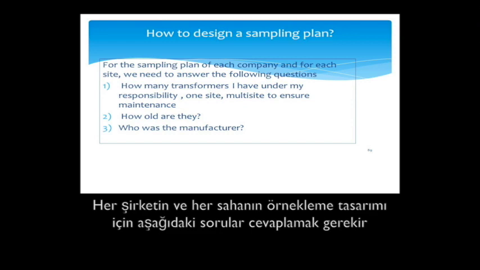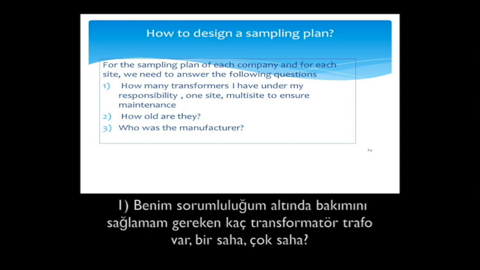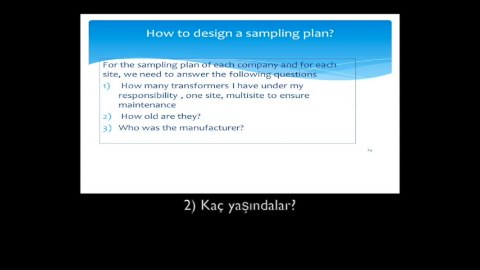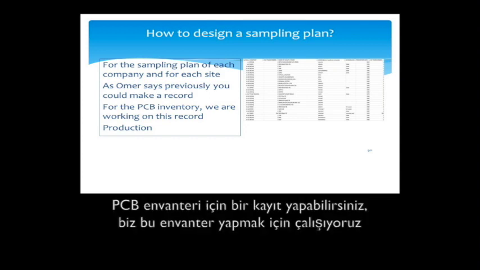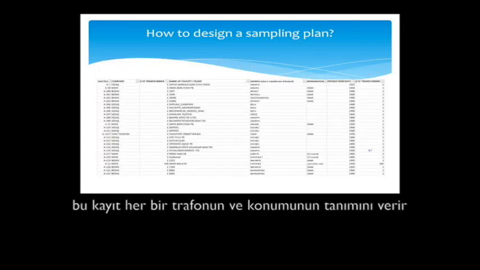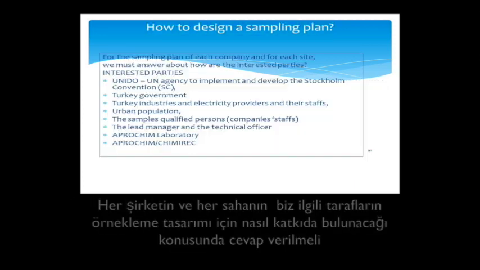For the sampling plan of each company and for each site, we need to answer the following questions. How many transformers do I have under my responsibility on one site, or multi-site, to ensure maintenance? How old are they? Who was the manufacturer? As Romain said previously, we can make a record. For the PCB inventory, we are working on this record. This record gives the identification of each transformer and their location.